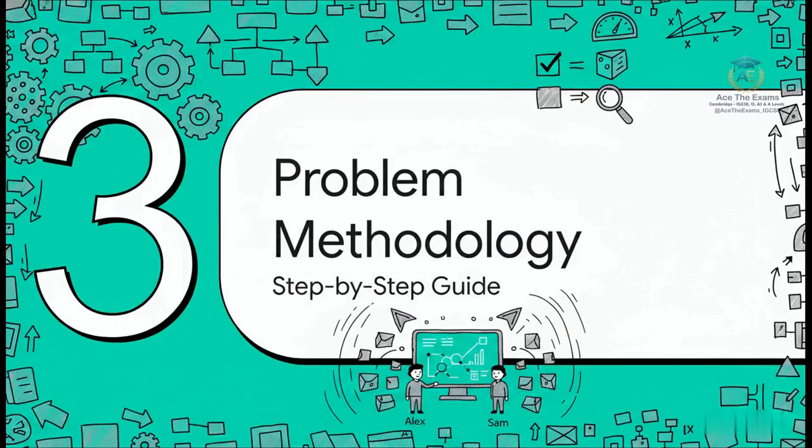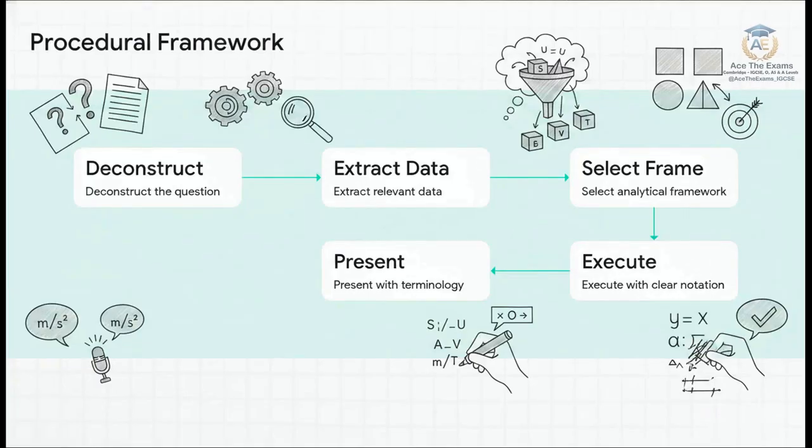All right, moving to Section 3, the problem-solving methodology. This is where we build your step-by-step framework. Let's bring Alex and Sam back to the interactive wall display in our boardroom to map out a repeatable system that ensures they never drop a point again. This 5-step pipeline is your non-negotiable blueprint for success.